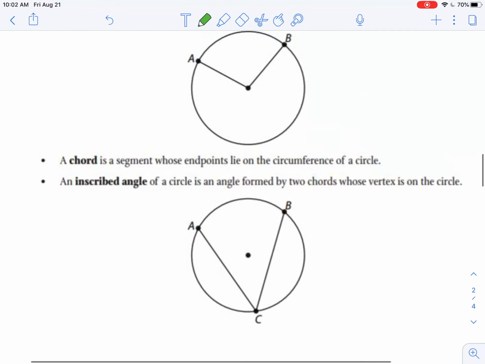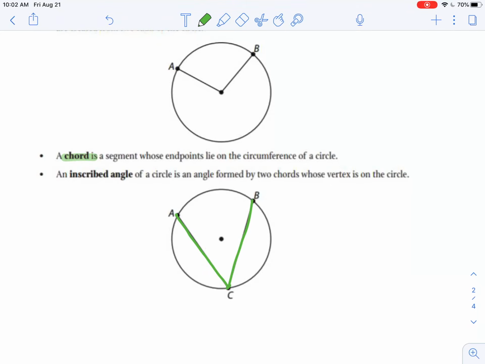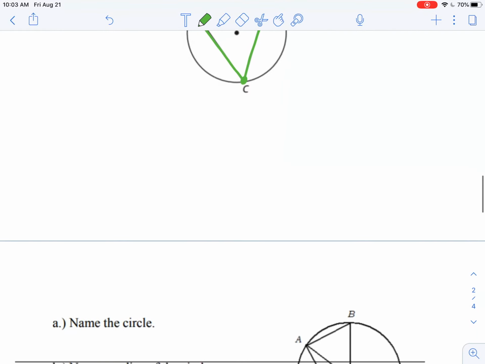A chord. A chord is a segment whose endpoints lie on the circumference of the circle. So this would be chord AC, and that would be chord BC. An inscribed angle of a circle is an angle formed by two chords whose vertex is on the circle. So this would be an inscribed angle because its vertex is on the circle.